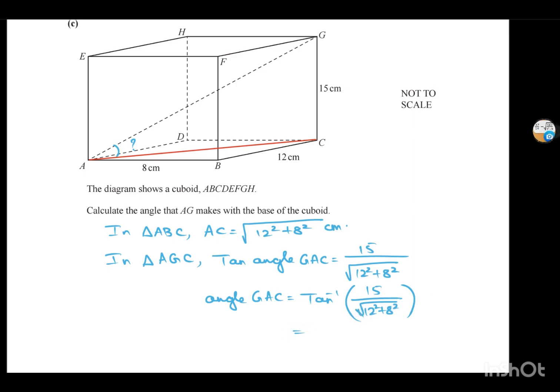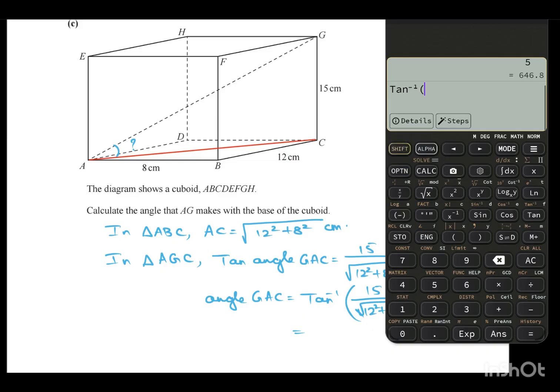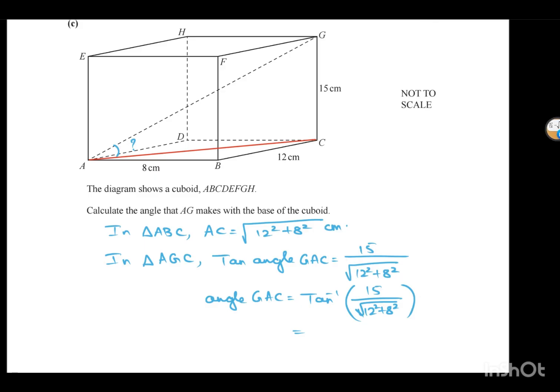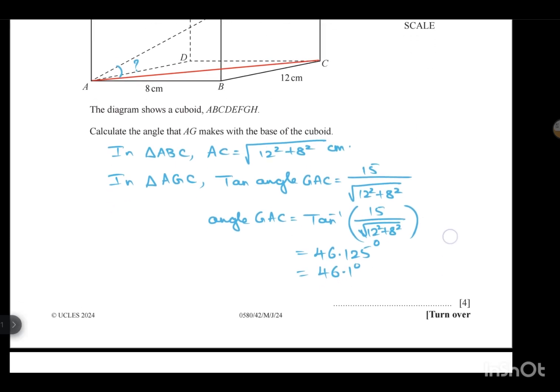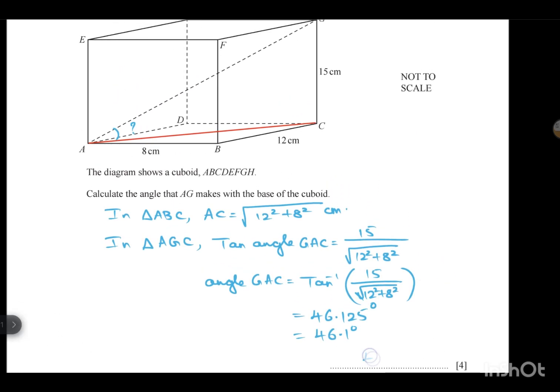Find out using the calculator. Tan inverse of 15 by square root of 12 square plus 8 square. We get 46.125 degrees, which you can round to 46.1. So the answer is 46.1 as the angle which we needed here. The angle that AG makes with the base of the cuboid is 46.1.